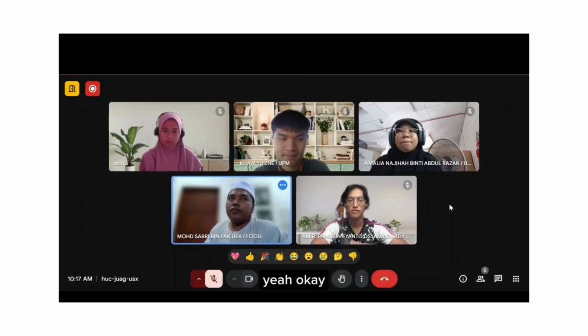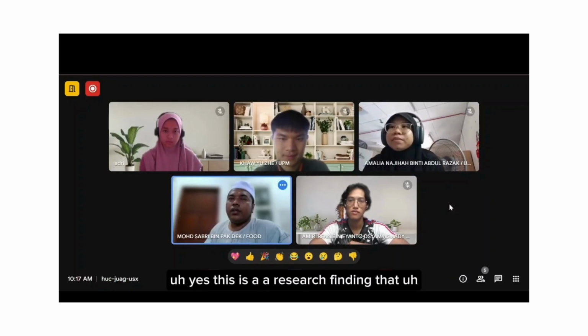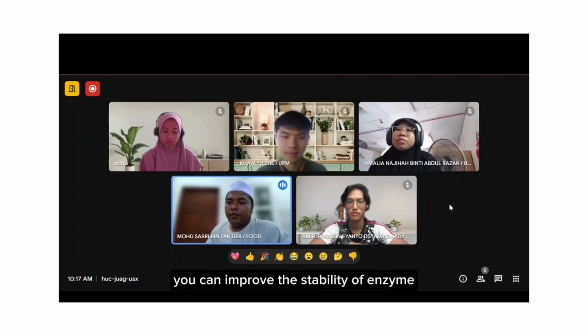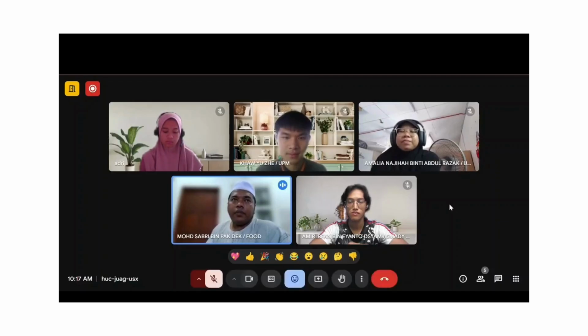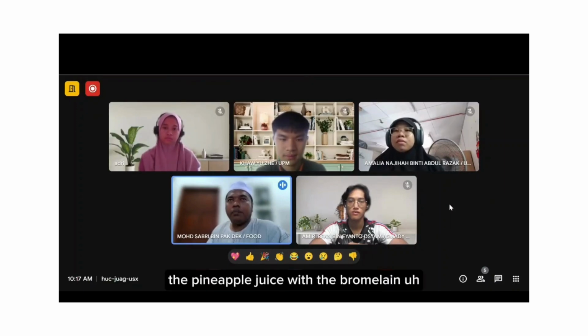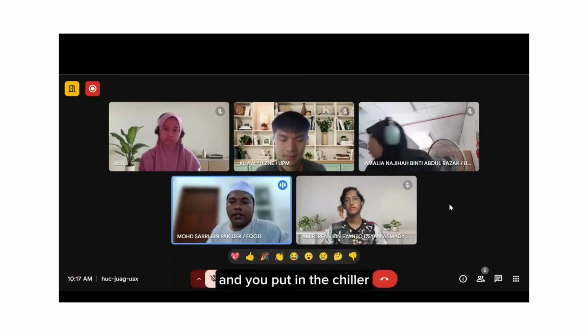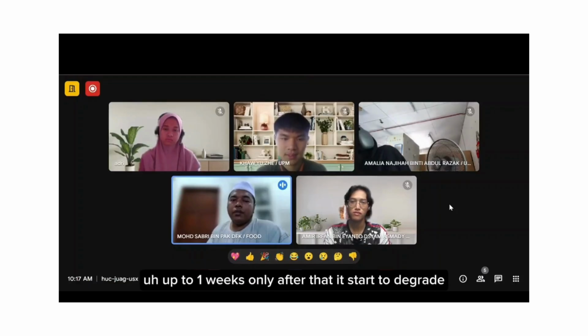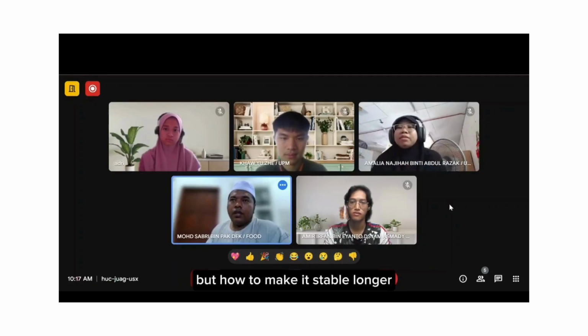Yes, this is a research finding that you can improve the stability of enzyme by converting it into the dry form. For example, if you prepare the pineapple juice with the bromelain, and you put it in the chiller, it will be stable maybe up to 1 week only. After that, it starts to degrade. But how to make it stable longer? You can convert it into the powder.